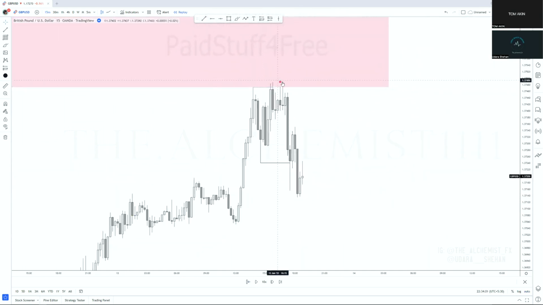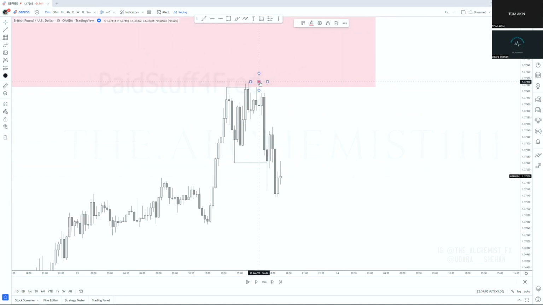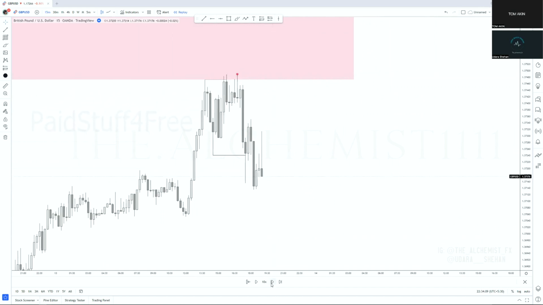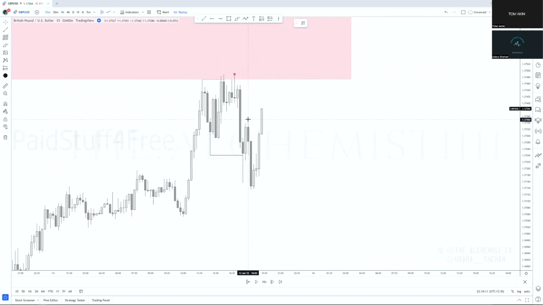Liquidity taken, structure broken. So what is this? Strong high, right? This will be a strong high. How do you know the high has created the low of the range? You have to get a bullish breakout structure. Okay, low of the range.